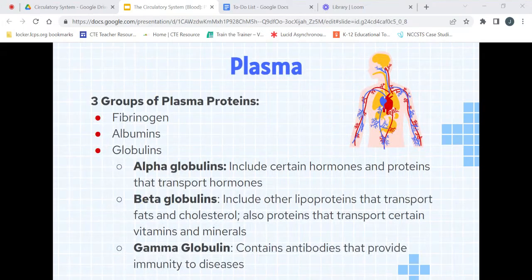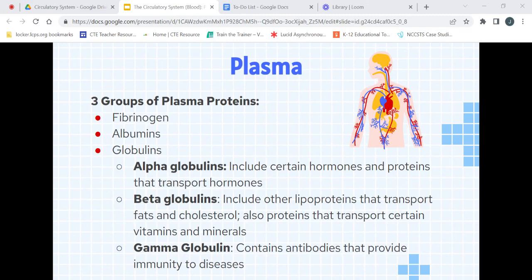So plasma consists of about 92% water, 7% protein, a sprinkling of salts, and many other materials being transported, such as oxygen, carbon dioxide, other dissolved gases, glucose, metabolic wastes, and hormones.